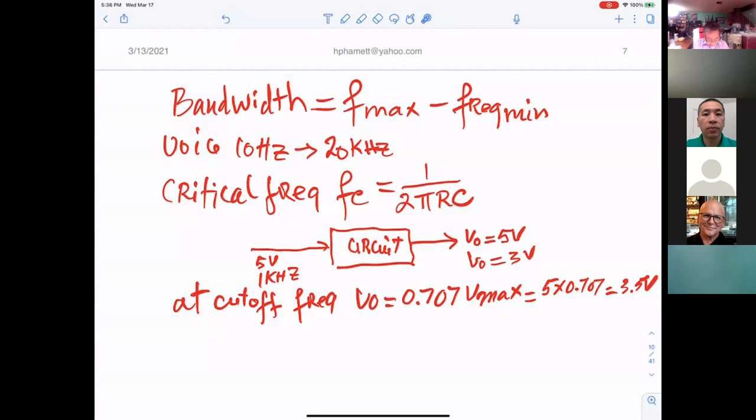Basically, the definition of bandwidth is the difference between the maximum frequency and the minimum frequency. Like I said, what's the bandwidth for the voice? If you're looking into communication, the frequency for the voice goes from 10 hertz up to 20 kilohertz.